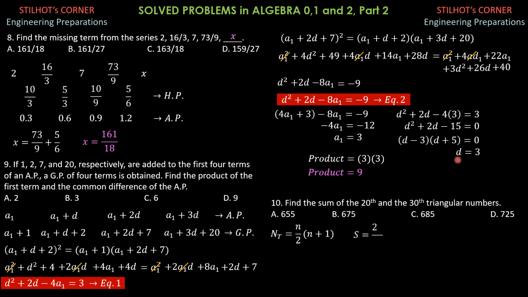So having found the common difference is 3, the product therefore of the first term and the common difference of the arithmetic progression is 3 times 3, and that is 9.